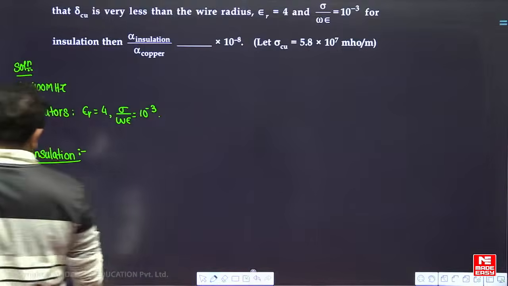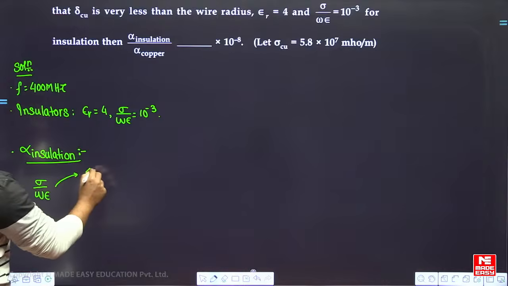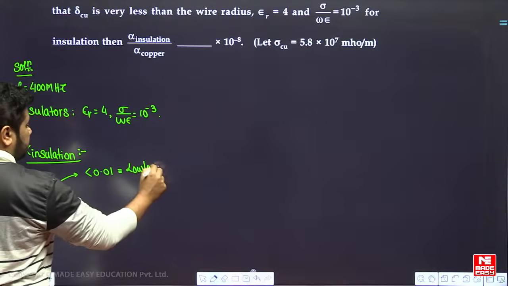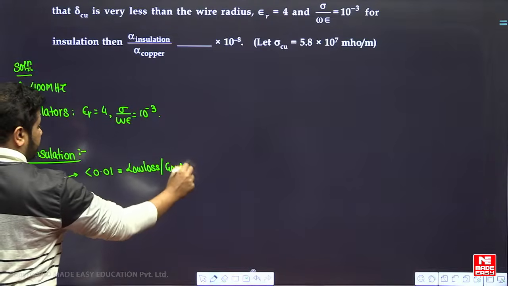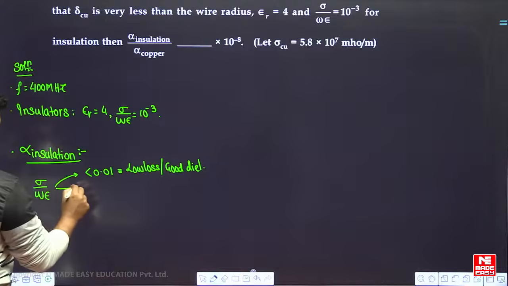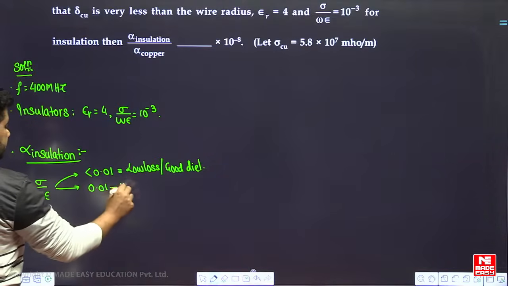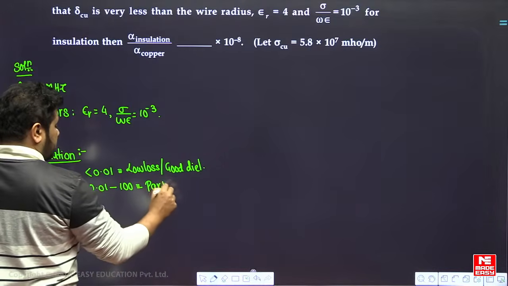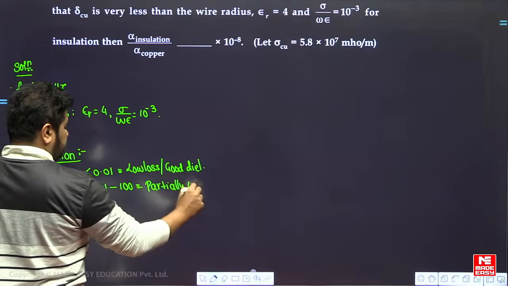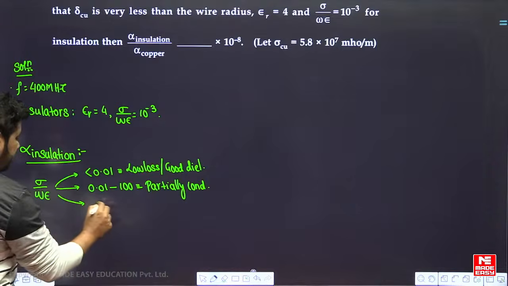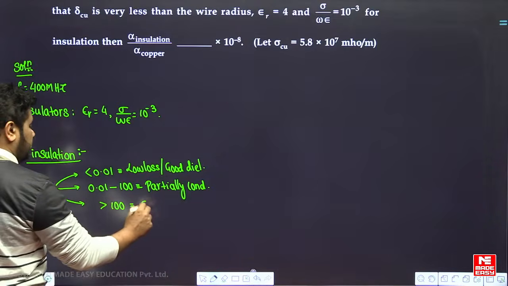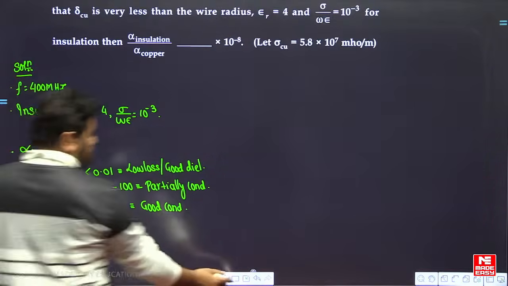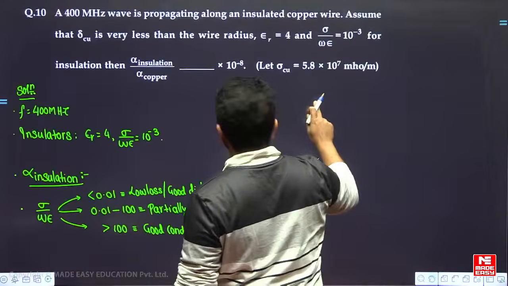Now here, if you remember, if sigma upon omega epsilon is less than 0.01, it is basically a low loss or good dielectric. If it lies between 0.01 and 100, it is partially conducting. And if it is greater than 100, then it is a good conductor. Fine.